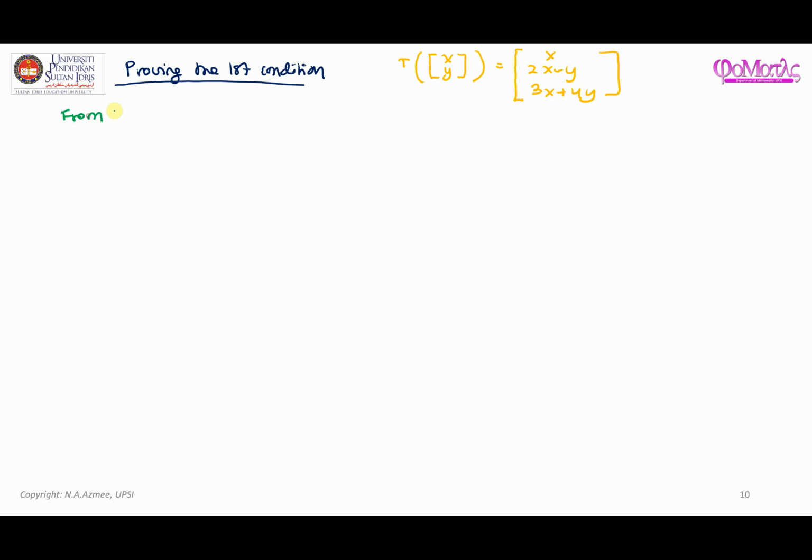Okay, so from the left hand side I have this expression here. And then I'm going to just substitute what is u and v. So u and v is just x1, y1 plus x2, y2. Sorry.